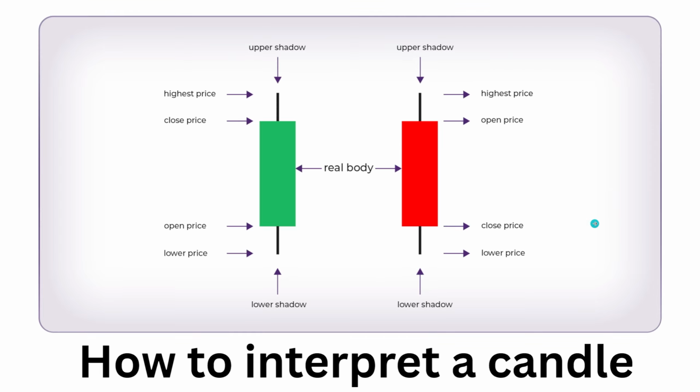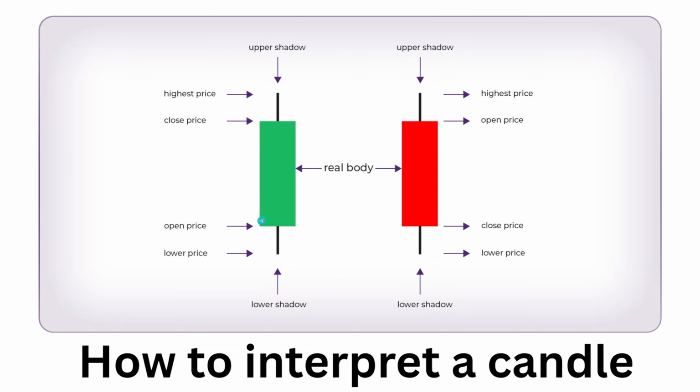So, how to interpret a candle. By default on TradingView or on any type of brokerage, whenever a candle closes above its open price, it's going to show green. Whenever the close price, the top part of the body, is higher than the open price, it shows green, and if it's going below, it's going to show red.